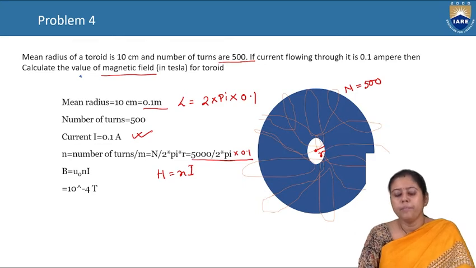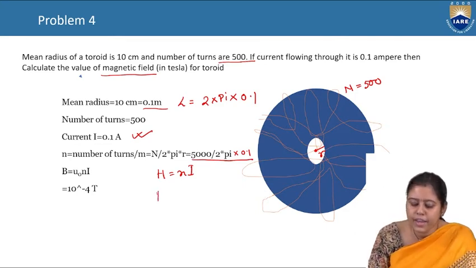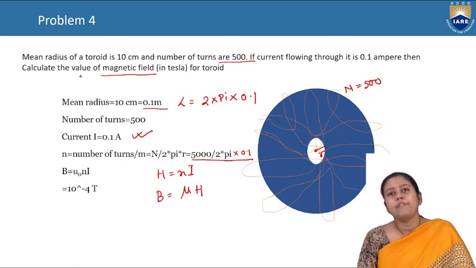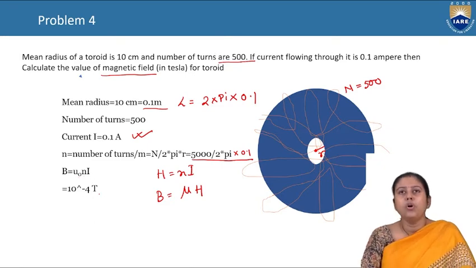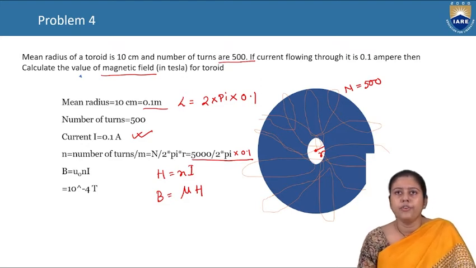And what is B? B is equal to mu into H. If the value of mu is not given, that's why we wrote mu naught n I. And if we put in the values, we will get the result as 10 to the power minus 4 Tesla.